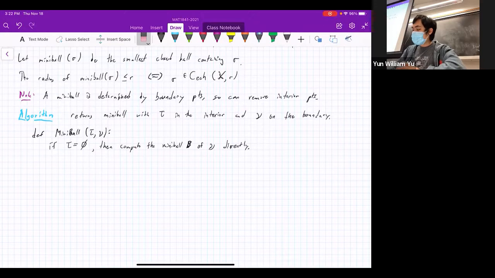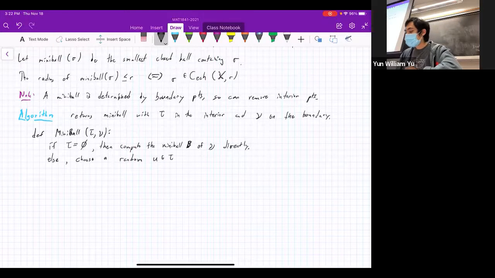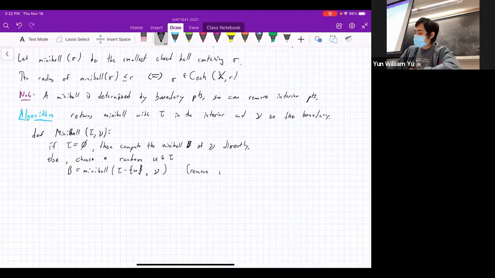So if everything is already on the boundary, then we're done. If everything's not on the boundary, what we're going to do is iteratively remove things. So else, we're going to choose a random element. Here, the randomness is actually important. We choose a random element U in tau, and then we say B is equal to the mini ball of tau minus U. So we're going to subtract it away from the interior. So remove U from interior.